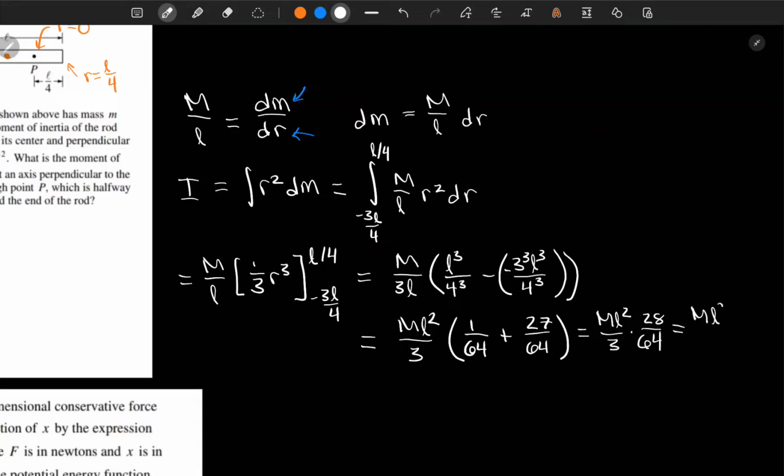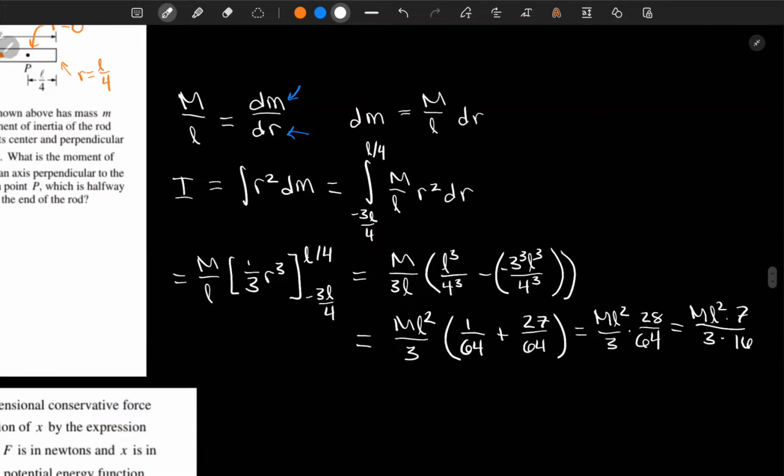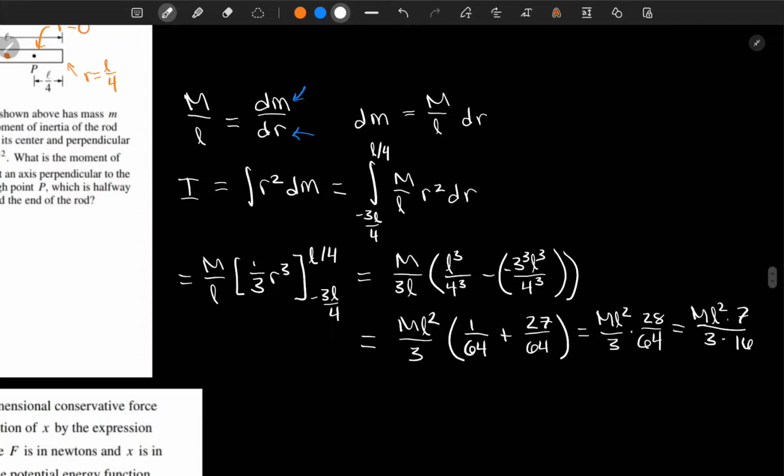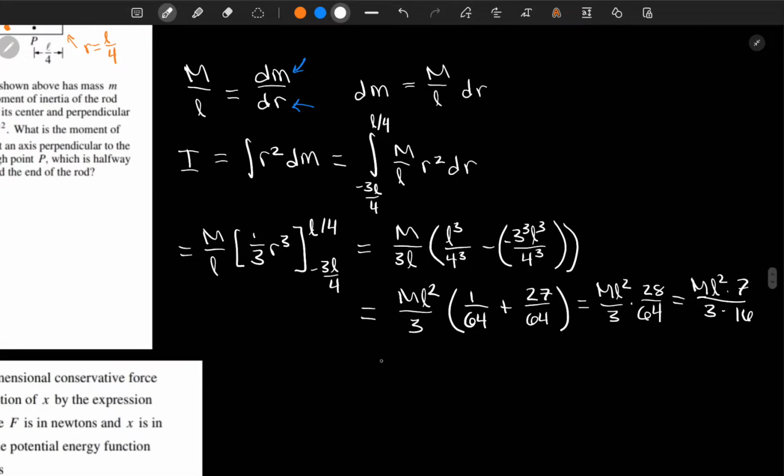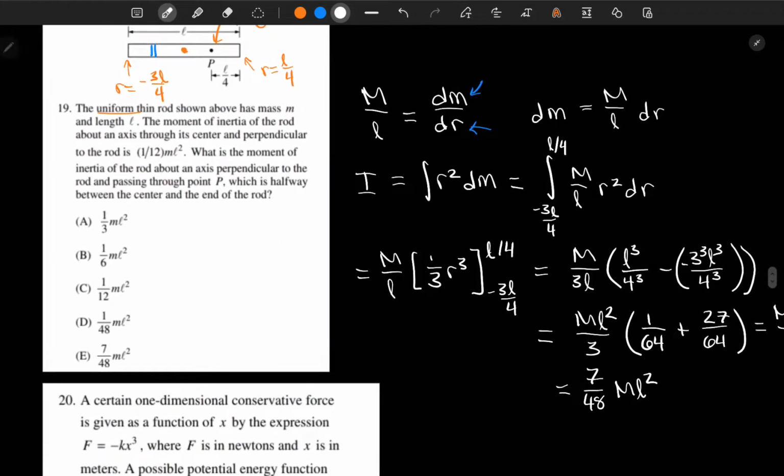So we get m L squared times 16 divided by 3 times, this is 7 over 16. Then 3 times 16 is 48, so the final answer is 7 over 48 m L squared. So the answer here is E.